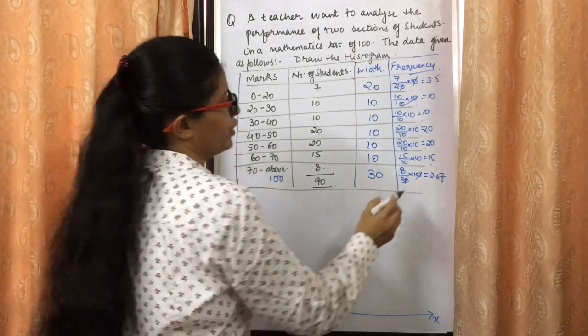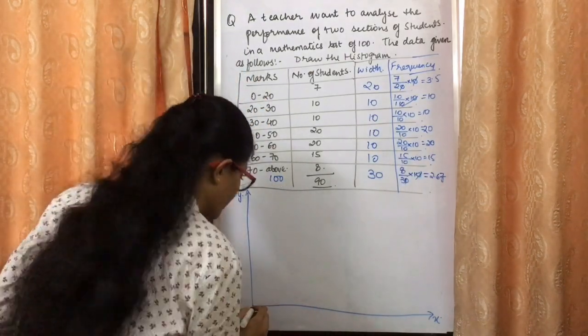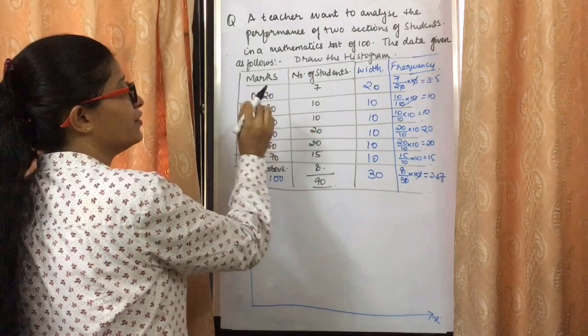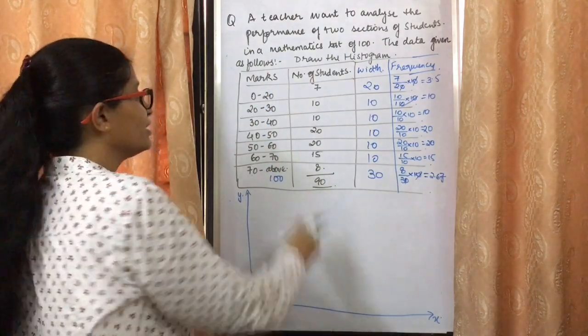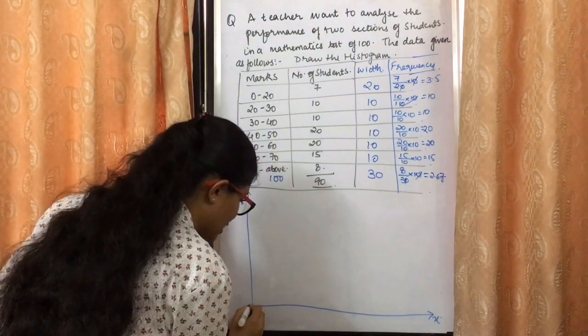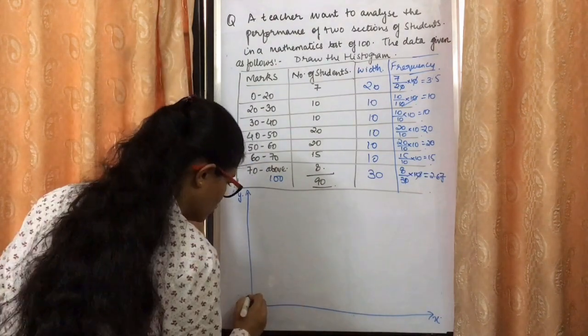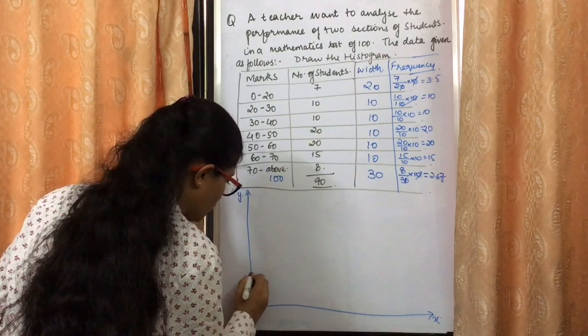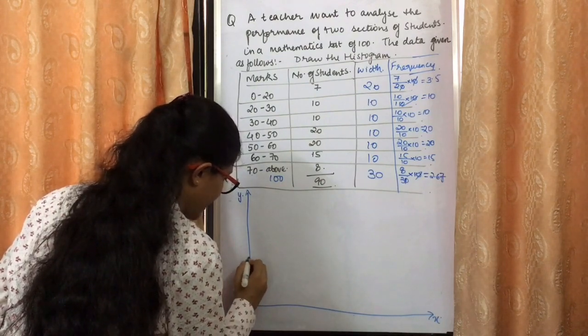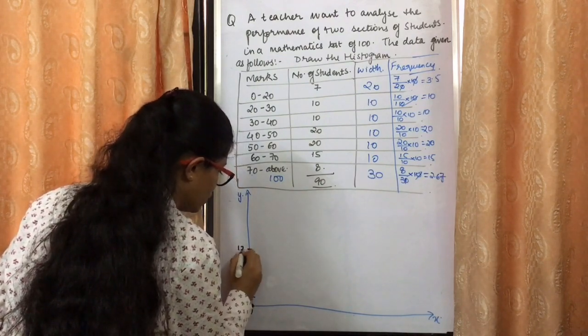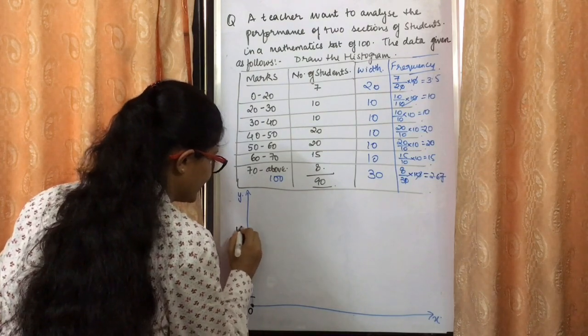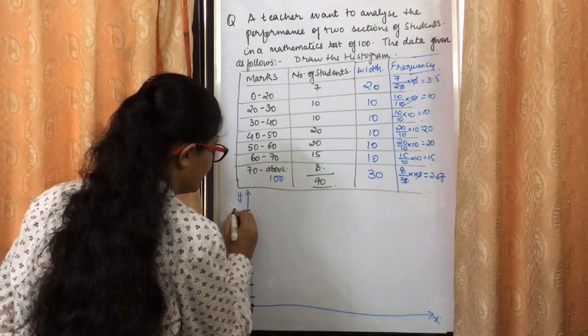So what is the highest frequency which we have? 20. तो मैं 2 का difference ले लेती हूँ. And here the interval starts from 0 to 20. So I need to start from 0 only. यहाँ पे king बनाने की ज़रूरत नहीं है. So 2, 4, 6, 8, 10, 12, 14, 16, 18 and 20.